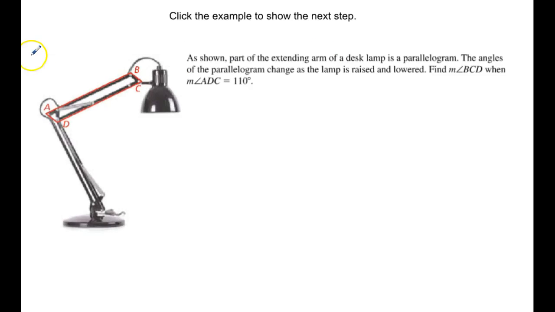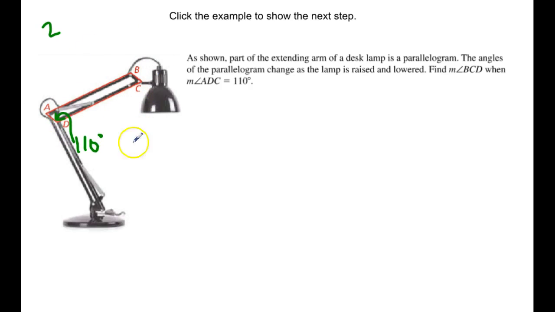So now let's look at this example to show this. This is going to be example number 2, using our properties of parallelograms. As shown, a part of the extending arm of a desk lamp is a parallelogram, and that's in red right here. The angles of the parallelogram change as the lamp is raised and lowered. Find the measure of angle BCD when the measure of angle ADC is 110. So I know that this angle right here is 110.